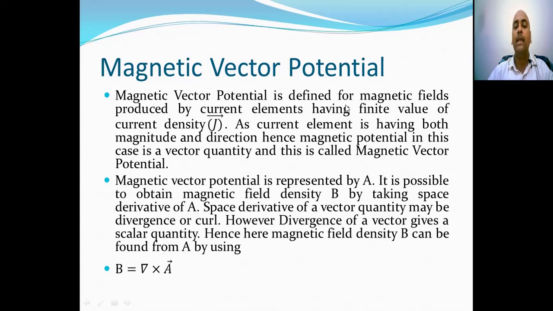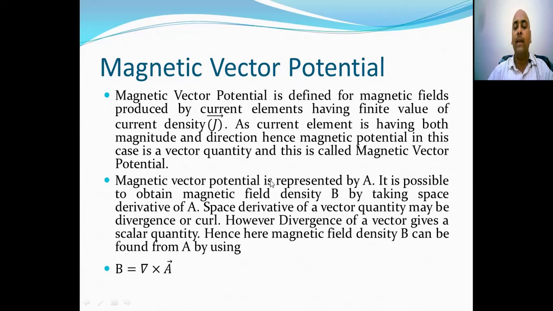Next is magnetic vector potential. Magnetic vector potential is defined for the magnetic field produced by a current element having a finite value of current density. As a current element has both magnitude and direction, magnetic potential in this case is a vector quantity and is called magnetic vector potential. That is, magnetic vector potential is basically due to the current, and magnetic scalar potential is due to the magnet.